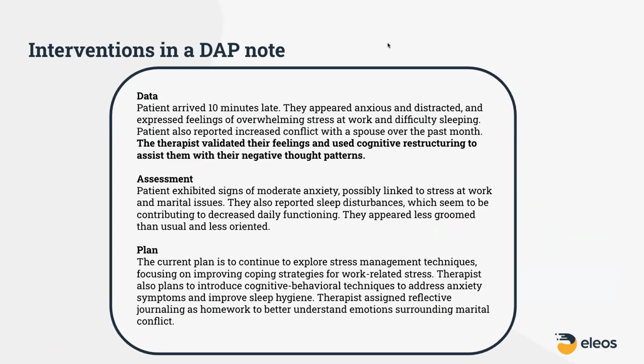Now, interventions are a very important part of the treatment, so the therapists need to include them in the notes. This is the DAP note that Amit showed earlier, and I highlighted here where the interventions are. We have here: the therapist validated their feelings and used cognitive restructuring to, etc. So here we are talking about two interventions, validation and cognitive restructuring.